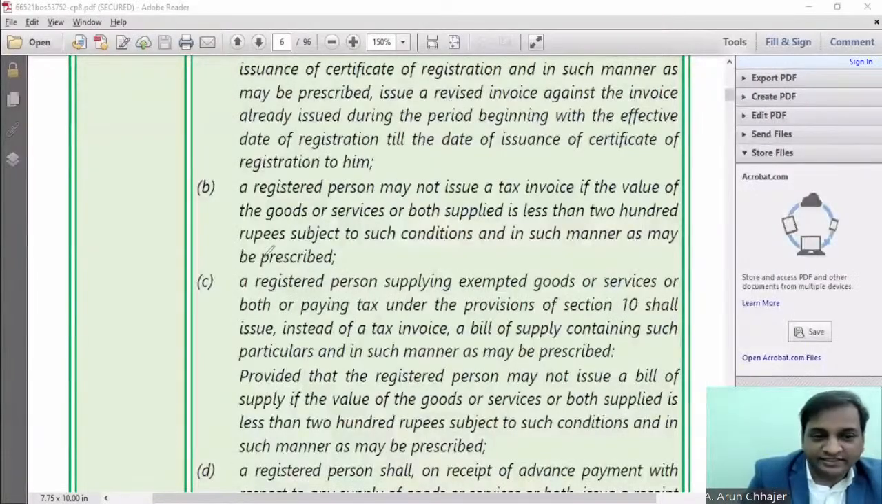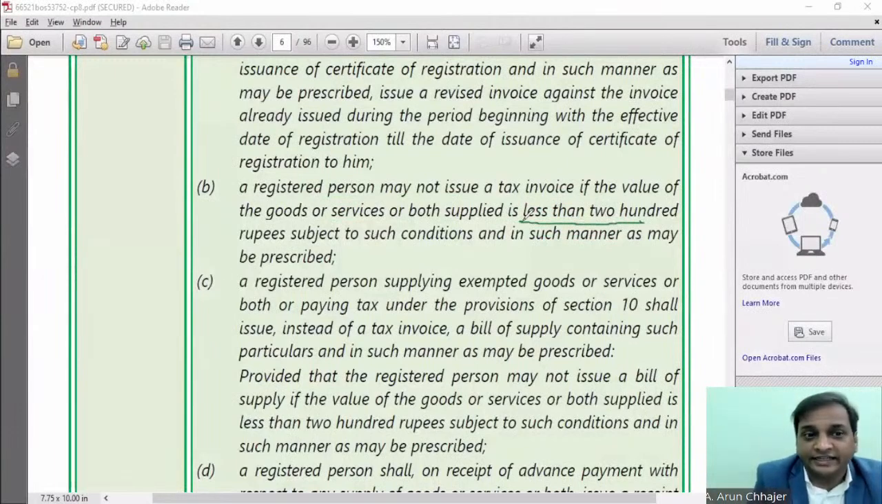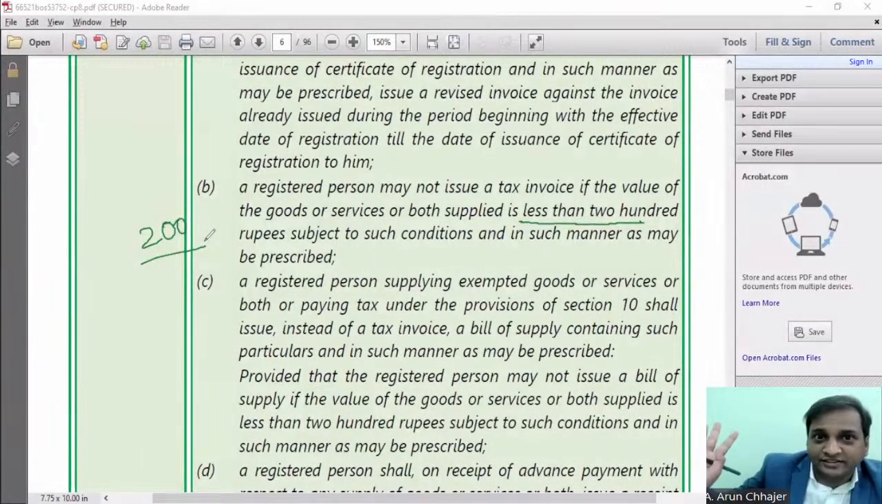Let me read the provision once again. A registered person may not issue a tax invoice if the value of the goods or services is less than 200. It means at 200, clause B would not give the relaxation. You have to issue the tax invoice. You can take the relaxation only if the value is less than 200, meaning thereby the answer would be C, not D. I hope it is clear to all.